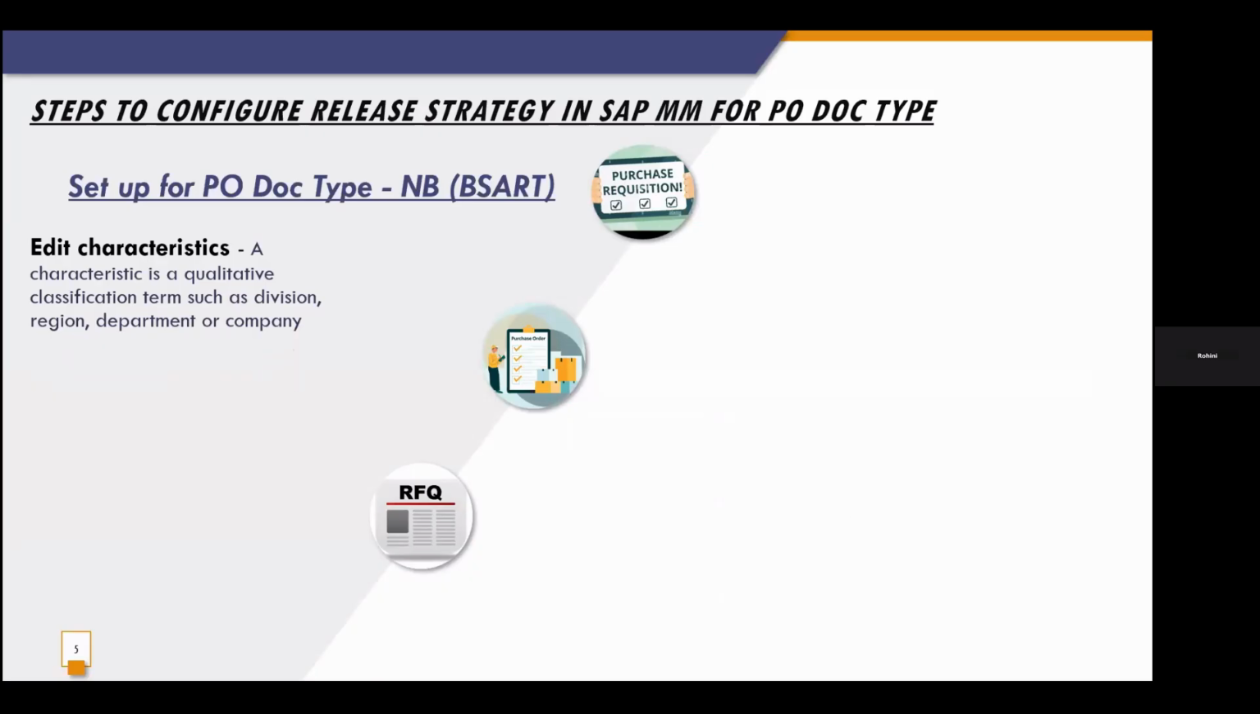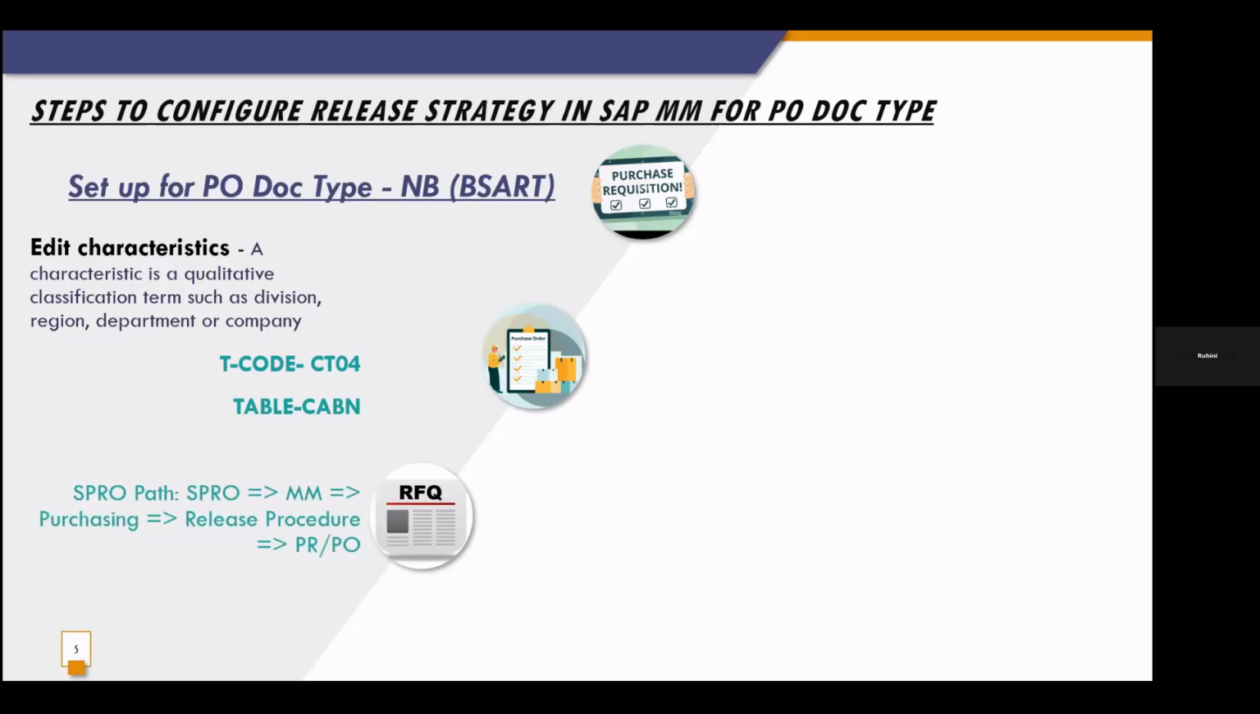A characteristic is a qualitative classification term such as division, region, department, or company, where we give the characteristic names, as well as here we maintain the document type. So for which document type we are configuring the release strategy. For example, here we are configuring for the document type NB. We need to maintain that document type in the edit characteristics as well. The T code for the edit characteristics is CT04, and the table is CABN.